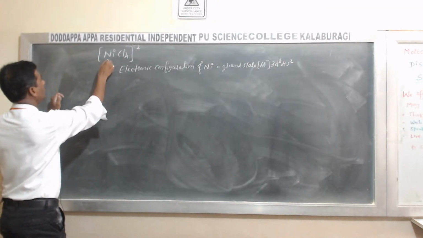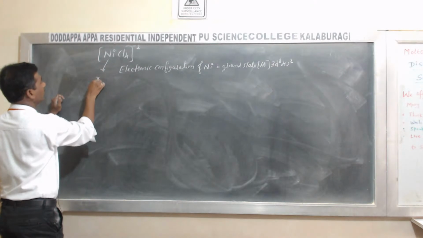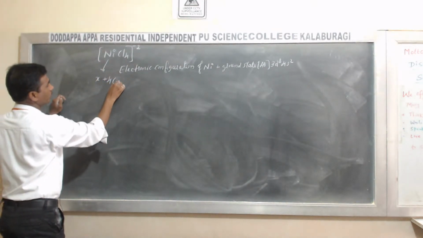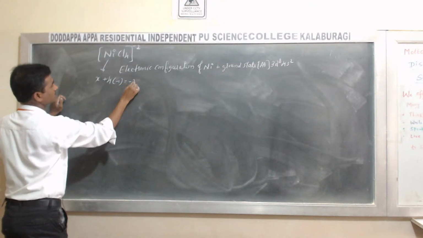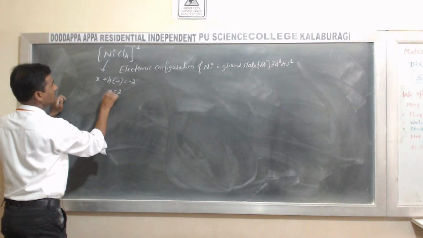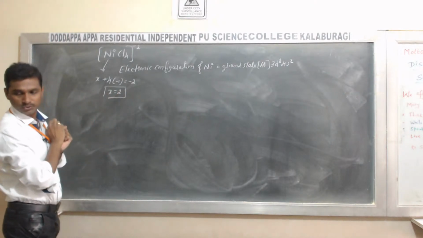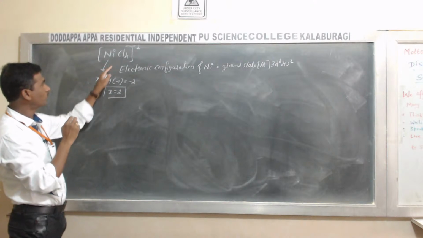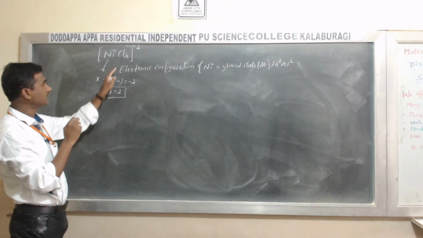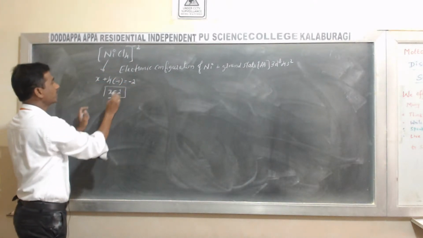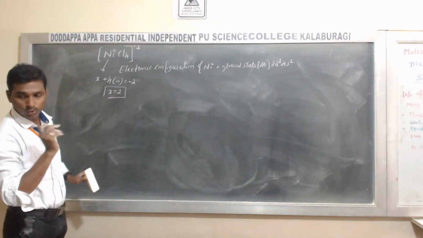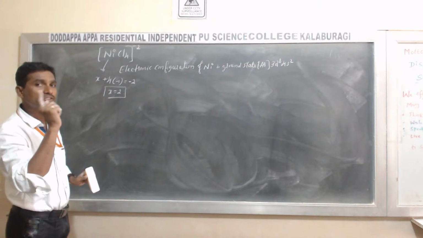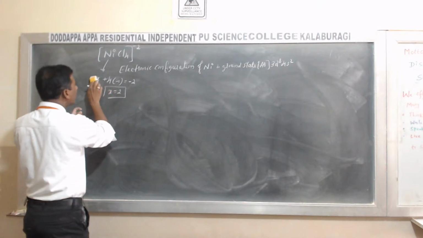Next, you don't know the oxidation state of nickel, so you put x. And there are 4 chlorides, each with charge minus 1. The total charge is minus 2. So x minus 4 equals minus 2, and x equals 2. Is it correct? The nickel oxidation state is x, the 4 ligands each have charge minus 1, the total charge is minus 2, x equals 2. X equal to 2 indicates the oxidation state of nickel.